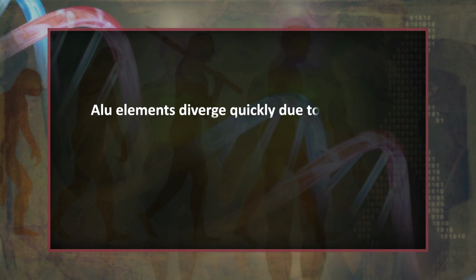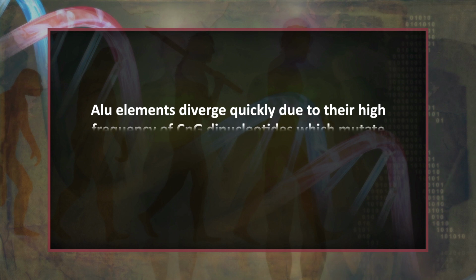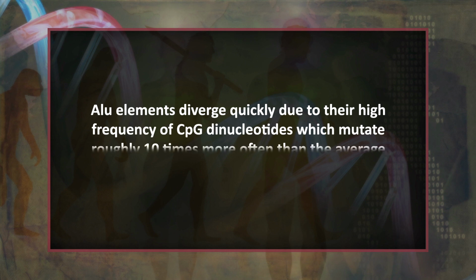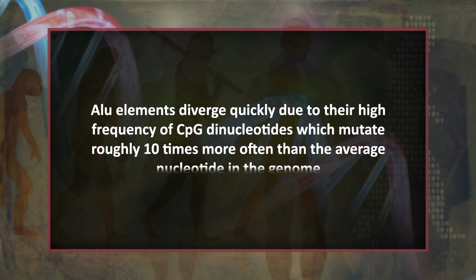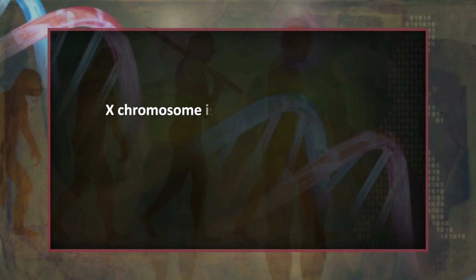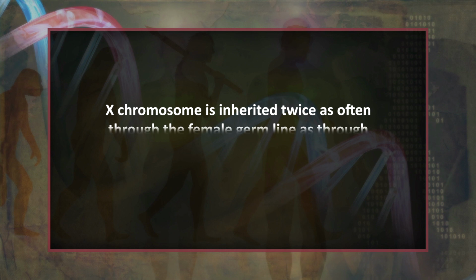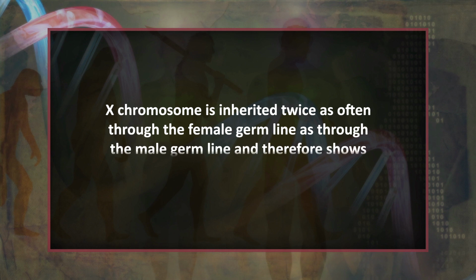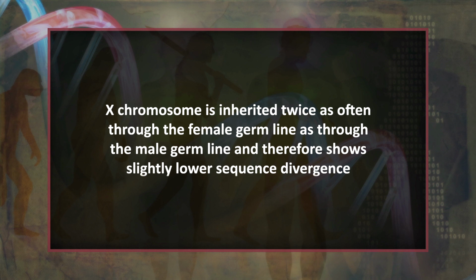ALU elements diverge quickly due to their high frequency of CpG dinucleotides, which mutate roughly 10 times more often than the average nucleotides in the genome. The mutation rate is higher in the male germline, therefore the divergence in the Y chromosome, which is inherited solely from the father, is higher than in autosomes. The X chromosome is inherited twice as often through the female germline as through the male germline, and therefore shows slightly lower sequence divergence.